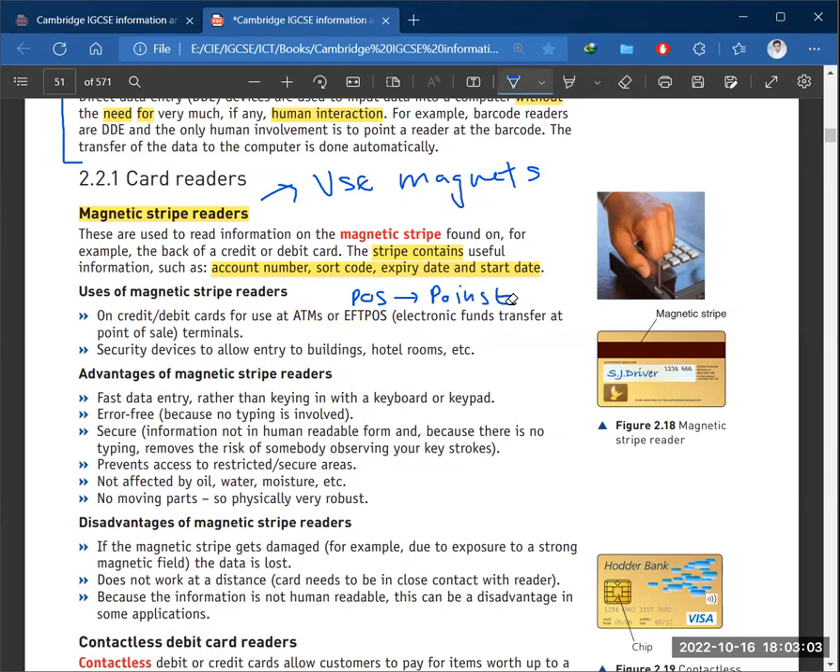Like when you go to Rashid Mall, when you come out of Panda and you buy all of those things, like chicken nuggets, and you have to pay for it. You take out your card and you swipe it. That swiping is called the point of sale. Is that clear? Now, security devices also, because it's like a security device. It allows entry into hotel rooms when you go to Makkah and you swipe the card and then the door opens. That's it. Use at ATM or POS.